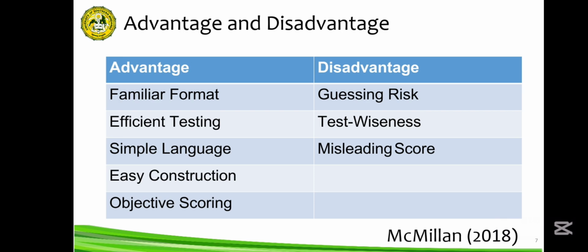Next are the disadvantages of binary choice items. Similar to multiple choice items, there is guessing risk, test wiseness, and misleading scores if the items are poorly constructed. A combination of guessing and poorly constructed items gives clues to the correct answer and allows some students to score well even though their level of knowledge is weak. Thus, it has a misleading score that affects reliability.